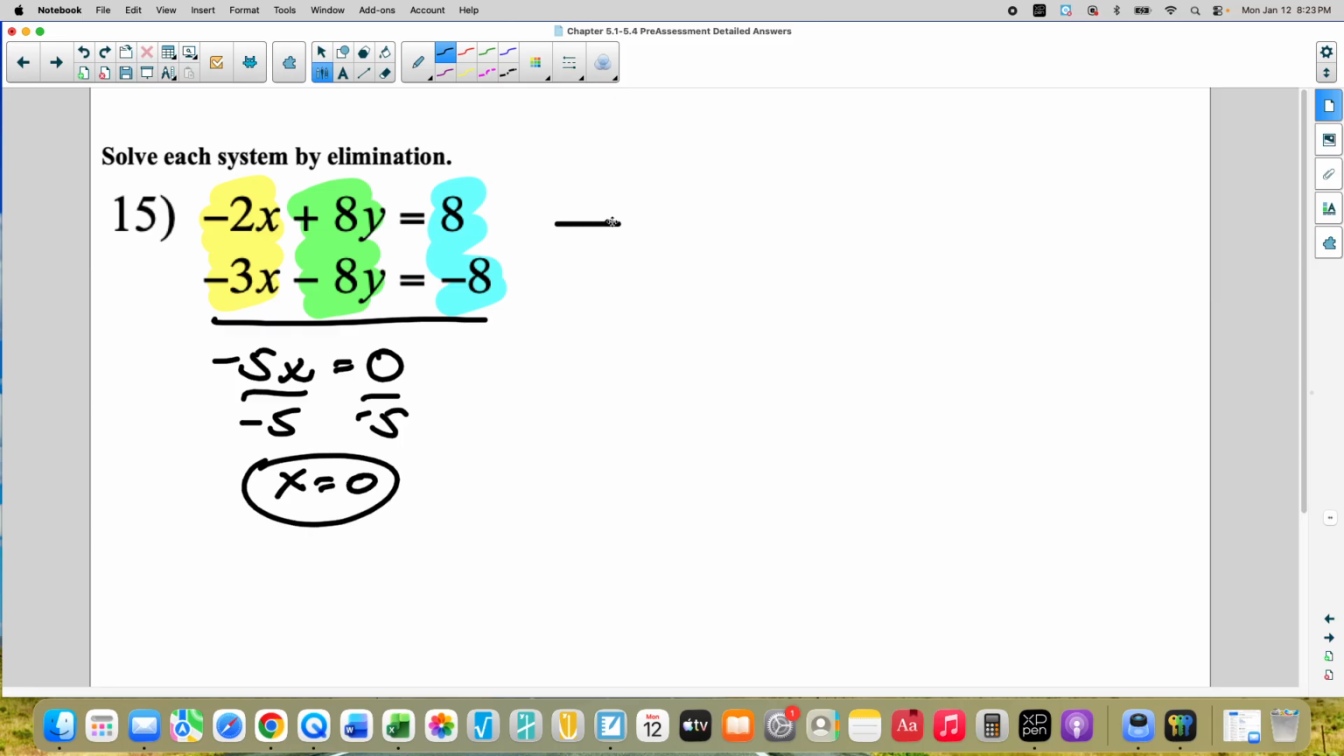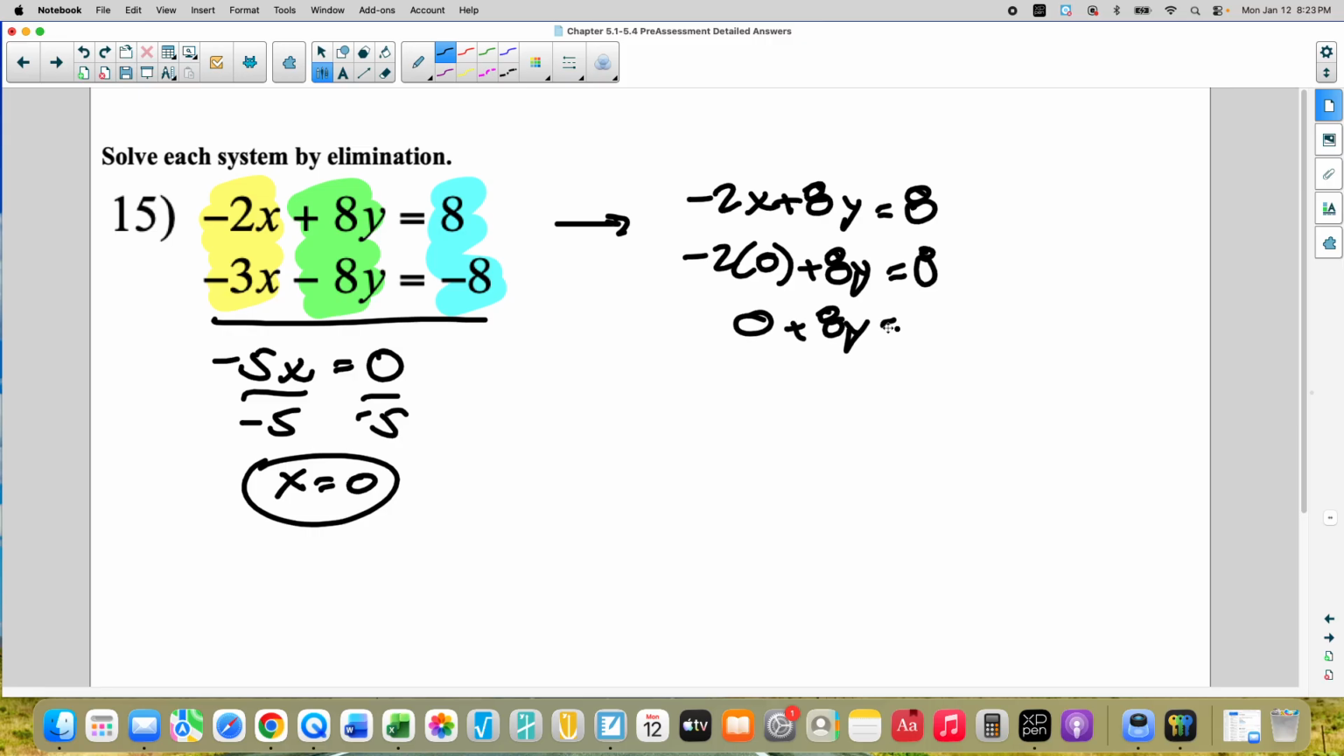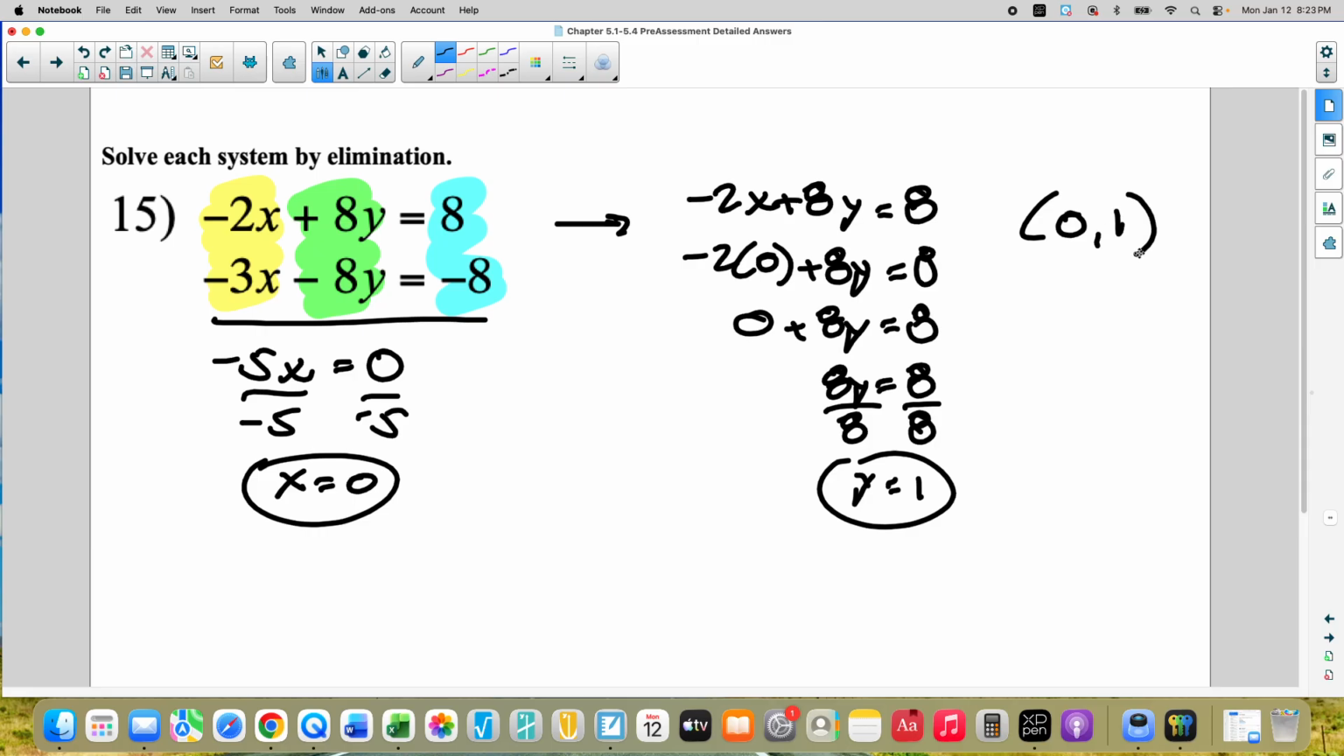We'll take one of the equations. Negative 2x plus 8y equals 8. Plugging in 0 for x. 0 plus 8y equals 8. 8y equals 8. Divide by 8. Y equals 1. I think the solution is 0, 1.